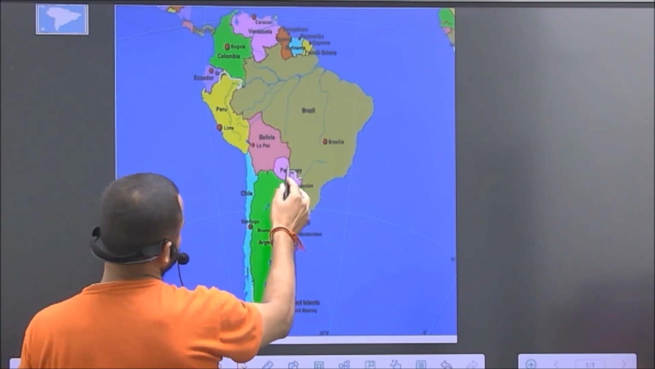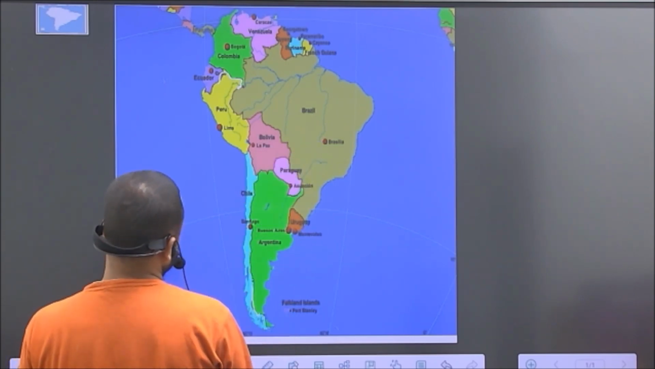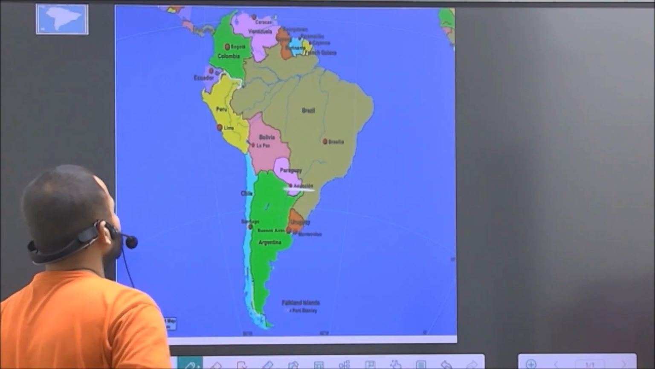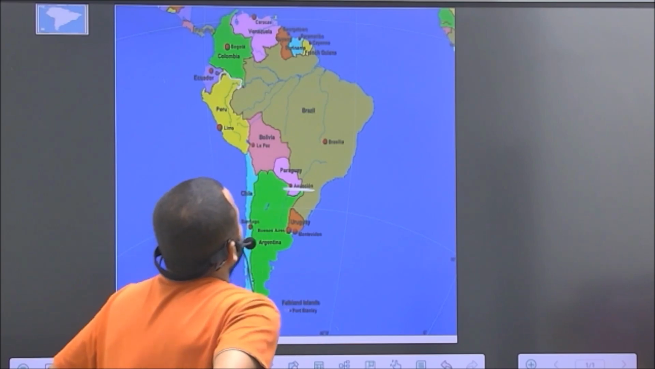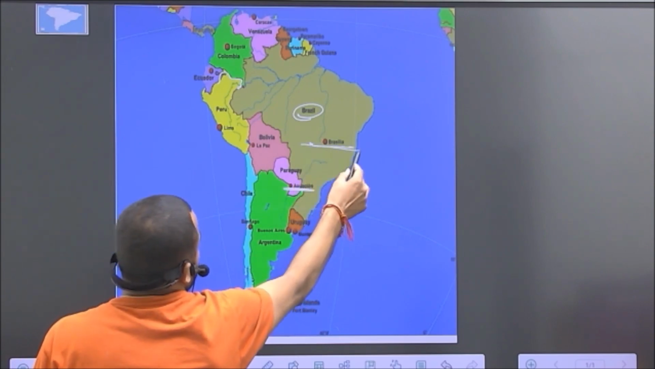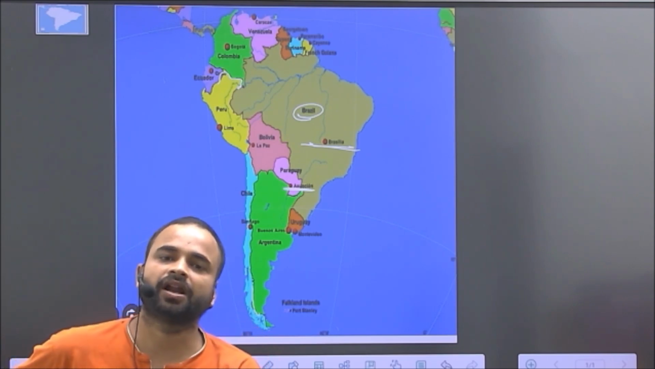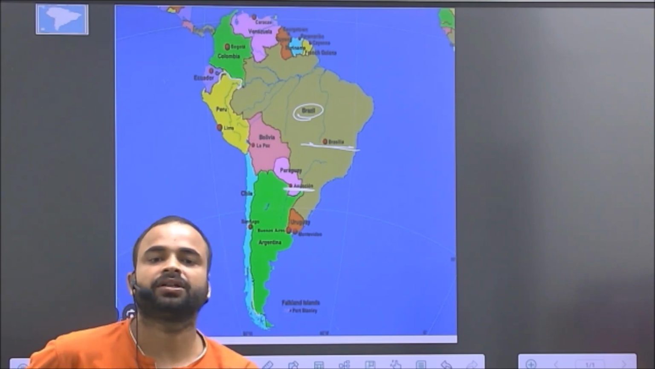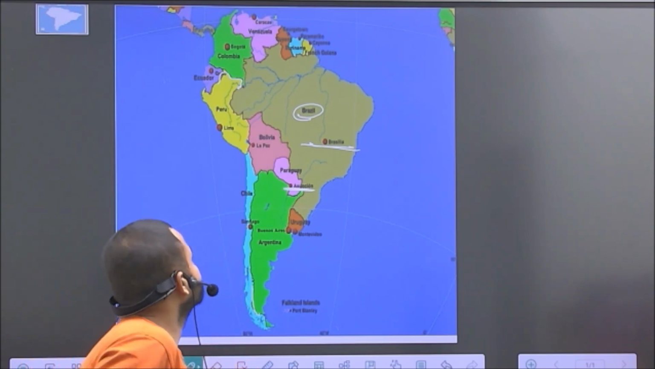It is Paraguay, and Asuncion is the capital of Paraguay, which is situated on the border. And Brazil, and Brasilia is the capital of Brazil. One important fact about Brazil: Brazil is the largest country of South America, and it is most important according to minerals, agriculture, and so on.